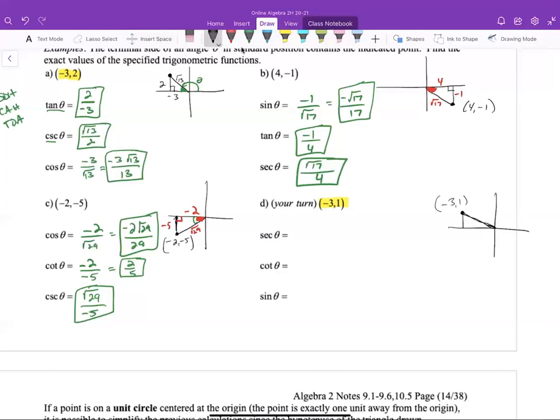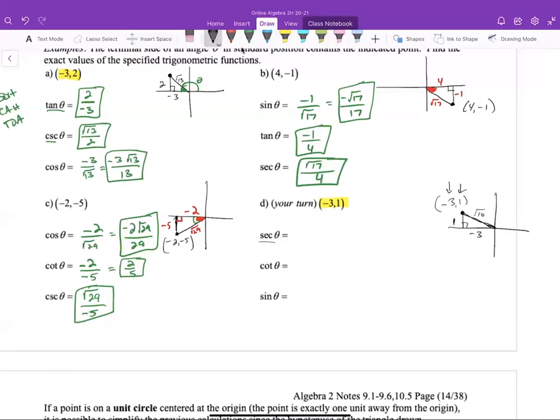So create our right triangle with the x-axis. This length is -3. The height is a +1. I got that from these two locations. And then I will use Pythagorean theorem to find the length of the hypotenuse. And 3 squared plus 1 squared is 10. Take the square root, it's square root of 10.